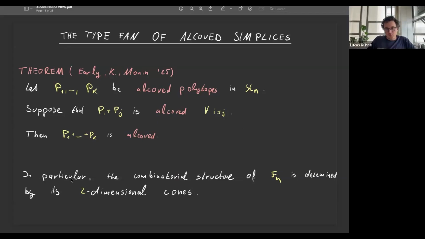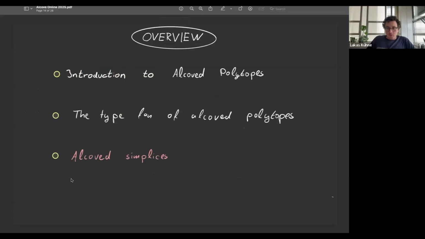All right, and so I just said, suppose we knew all rays of this type fan, which is of course impossible, or at least we don't know all rays yet, but we do know some set of rays. Namely, we know that simplices are rays, and so I'd like to study the case of Alcoved simplices because they are all rays in the type fan.